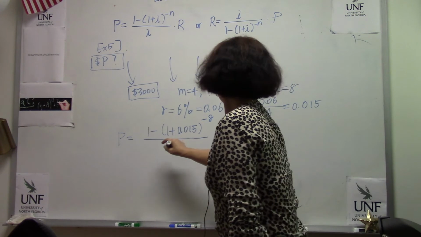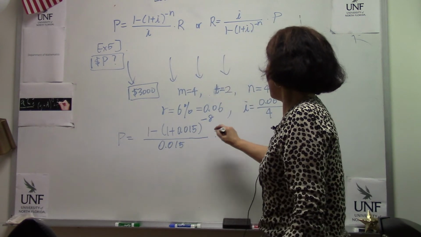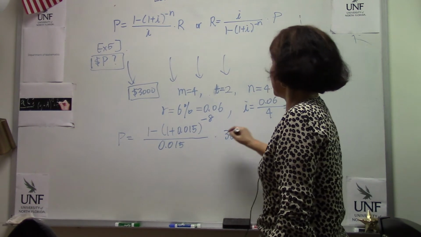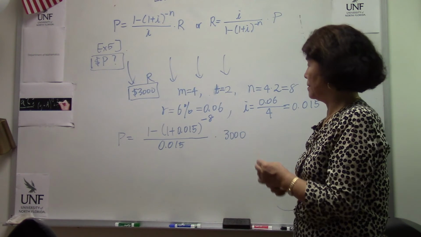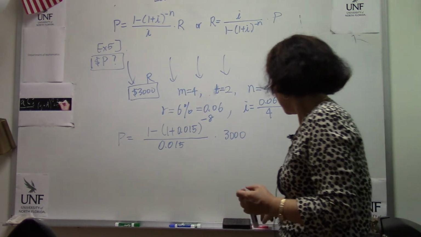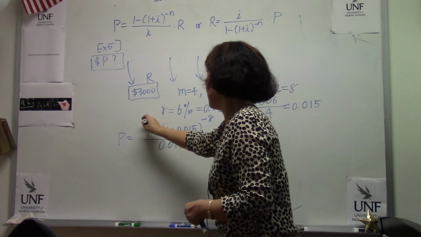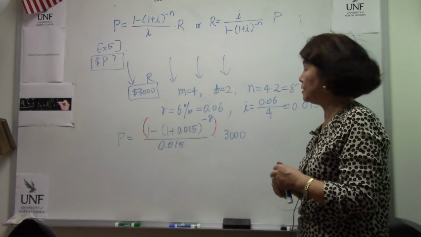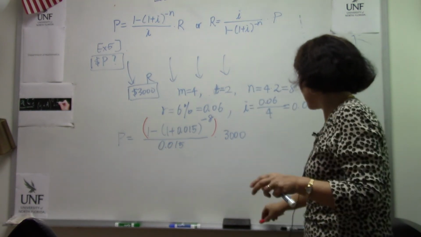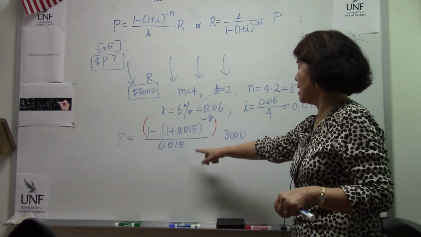Here, I equals again 0.015 times R. R is 3,000. Yes, R is 3,000. Okay. Again, because it has 2 parts in the numerator, start with opening a parenthesis in the numerator. So parenthesis 1 minus this and this.